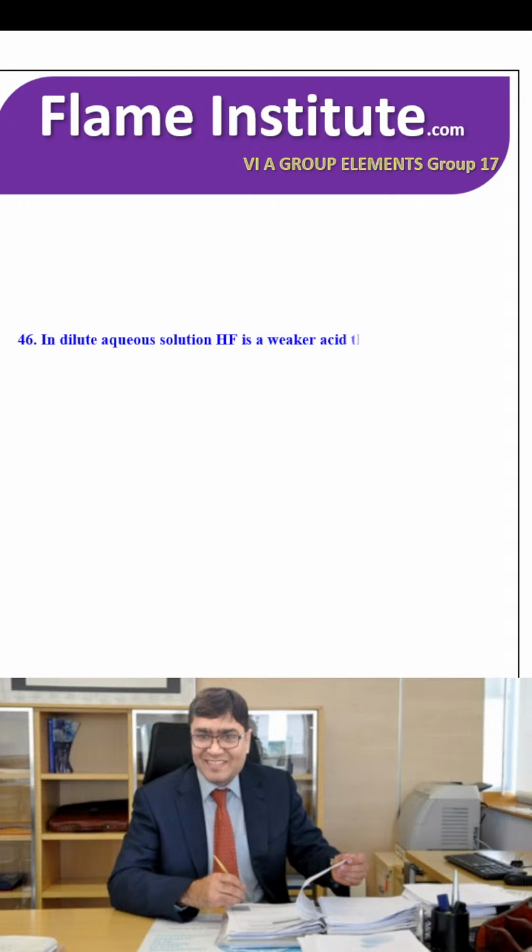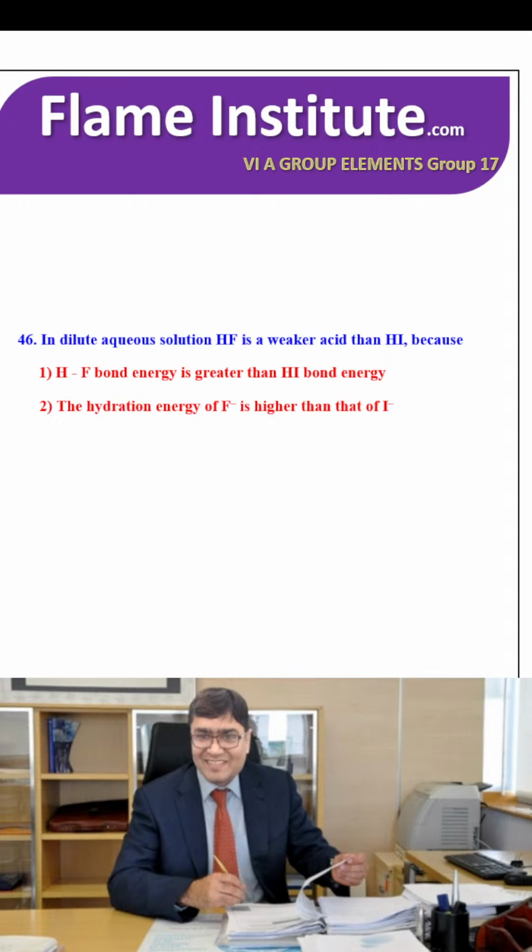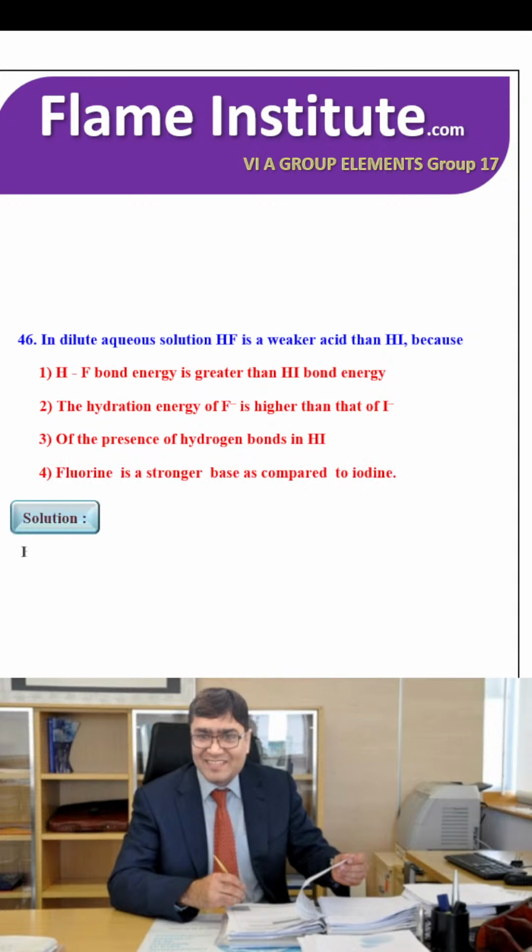In dilute aqueous solution, HF is a weaker acid than HI because HF bond energy is greater than HI bond energy, the hydration energy of fluorine is higher than iodine, the presence of hydrogen bonds in HI, or fluorine is a stronger base as compared to iodine. The correct option is HF bond energy is greater than HI bond energy. So the first option is the correct option.